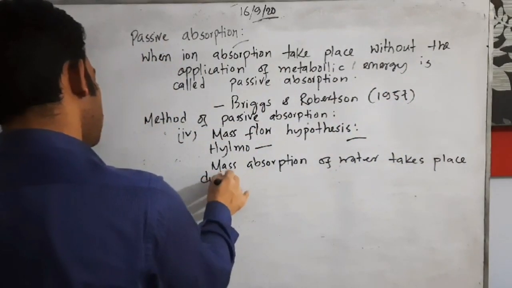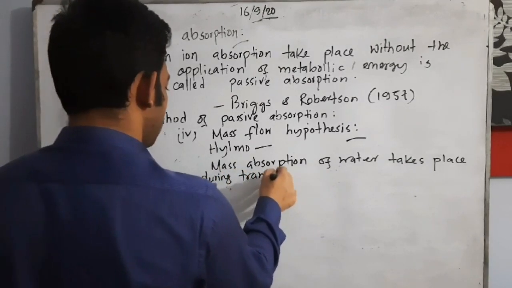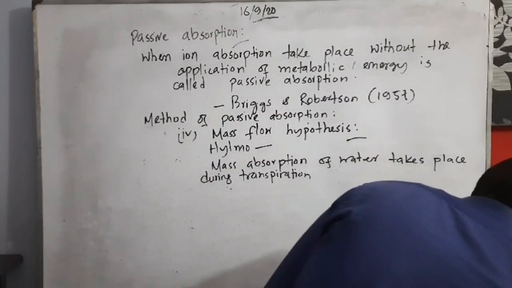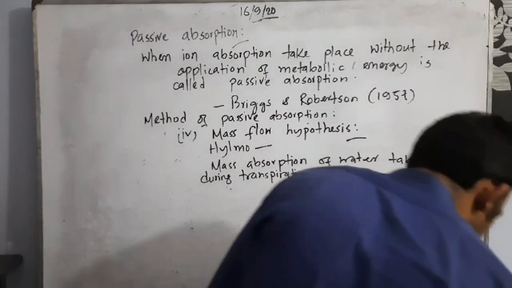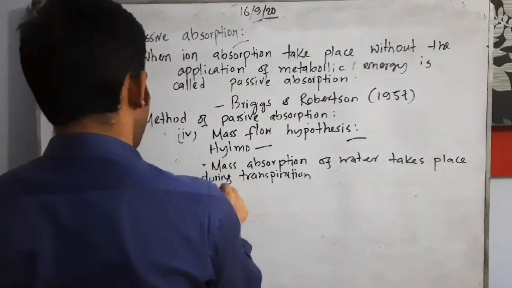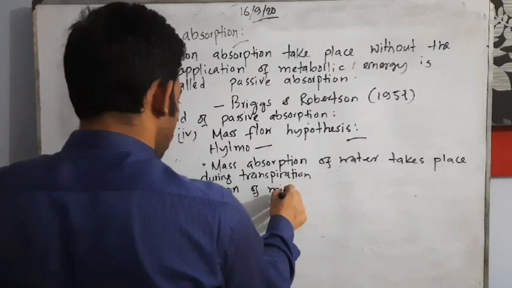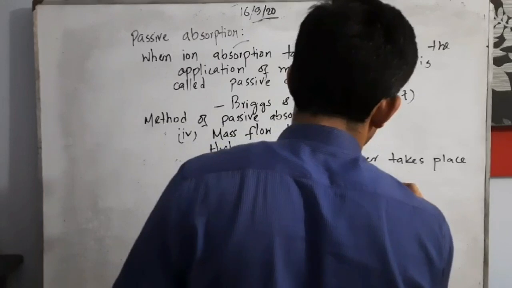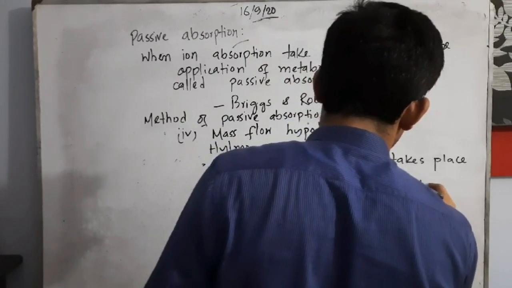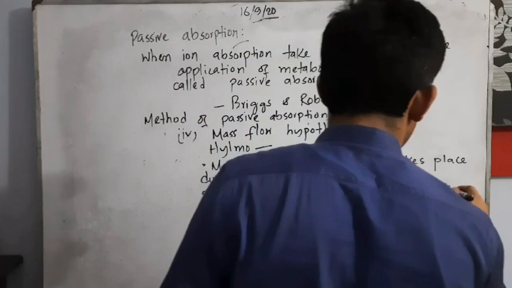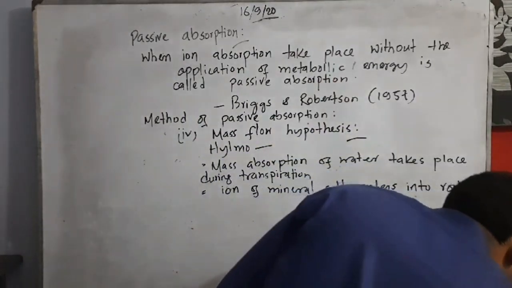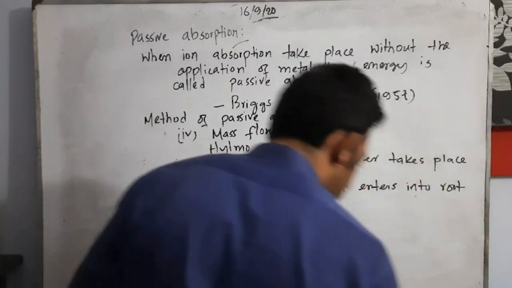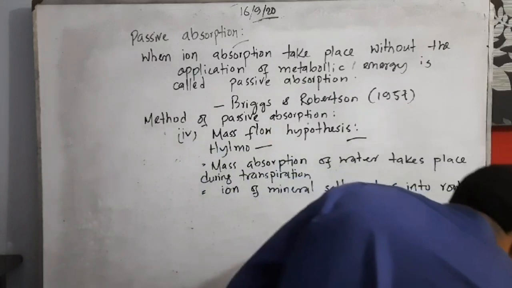during transpiration. Mass absorption of water takes place during transpiration. Then ions of the mineral salt enter into the root. Yes, due to the pull created by transpiration, I will make you understand.